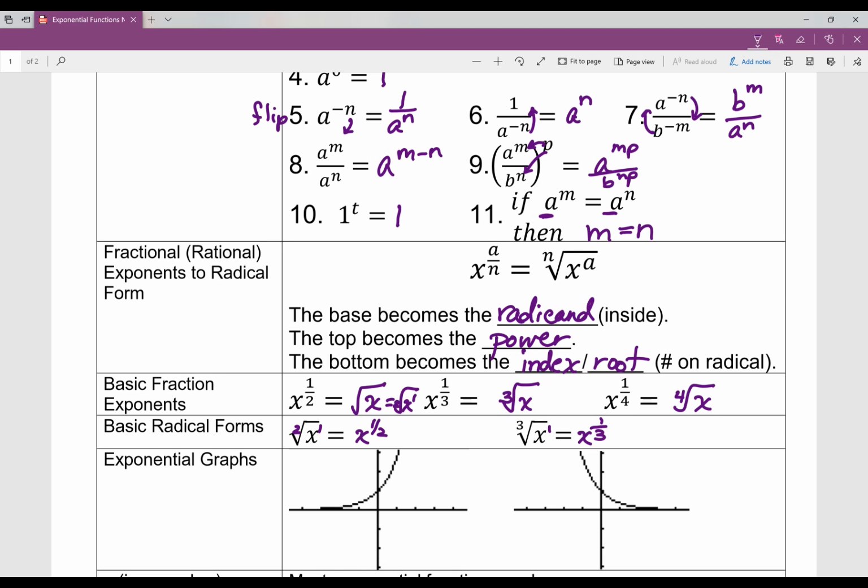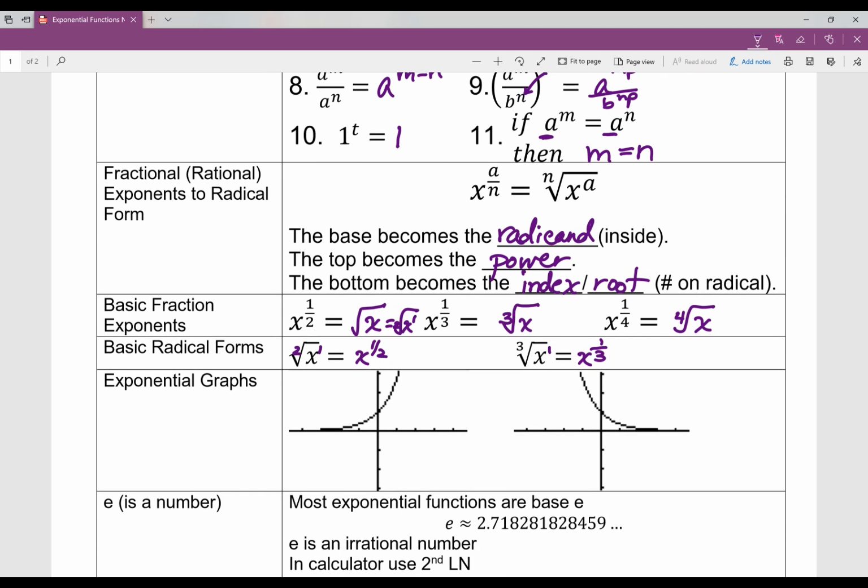We've already talked about the exponential graph, that it crosses at 1. This is 1 here. That it swoops up. This is an exponential growth graph. And this is an exponential decay graph. And basically, this would be like y equals e to the x, or y equals e to the negative x. If the power was positive, it would grow. If the power was negative, it would fall.